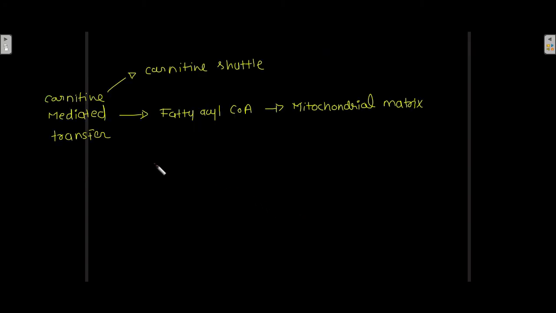Now let's see how carnitine mediated transfer of fatty acyl coenzyme A into the mitochondrial matrix is carried out. Okay, let's see how this carnitine shuttle works step by step.